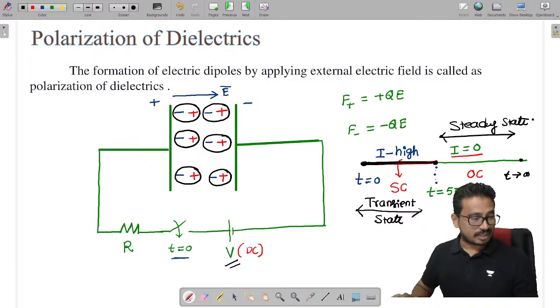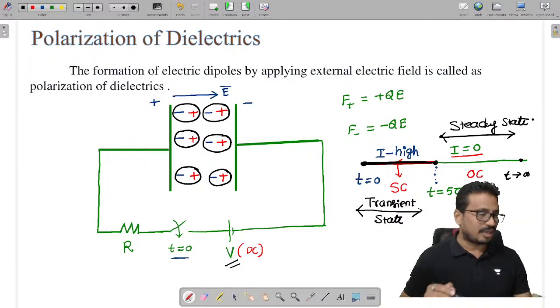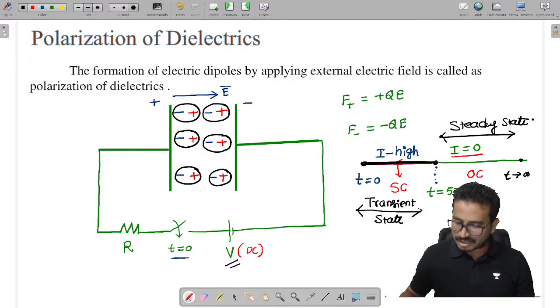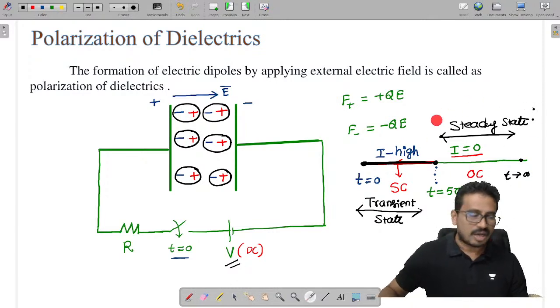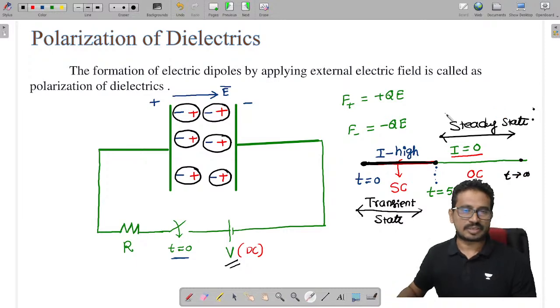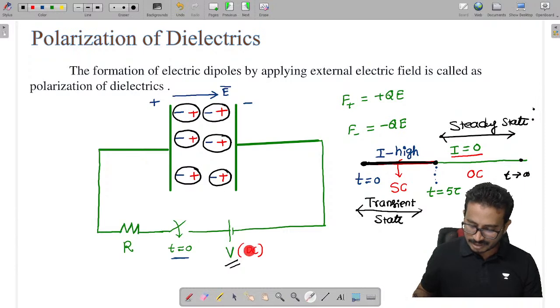Now look here. That's why we say a capacitor blocks DC, which is with respect to the steady state, after the formation of dipoles. Now you see this thing, one more thing. Here we apply the DC supply.